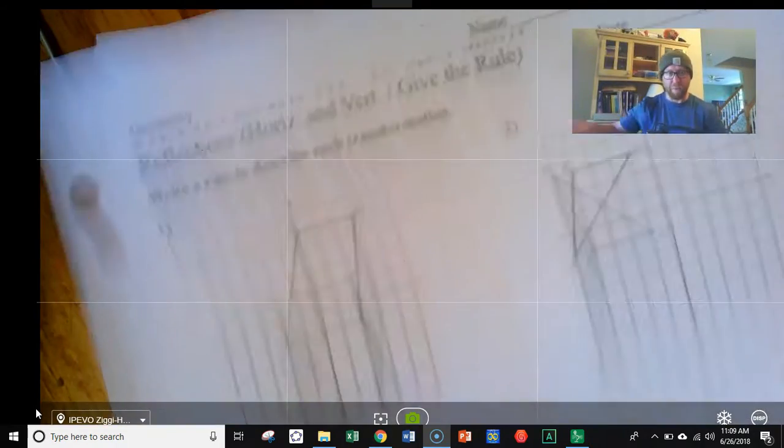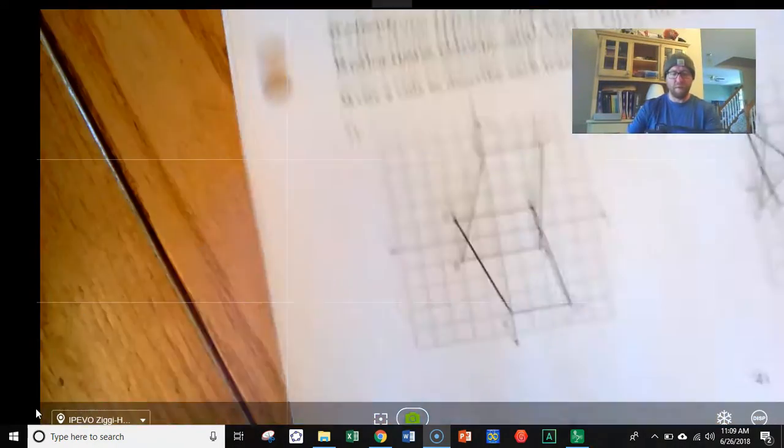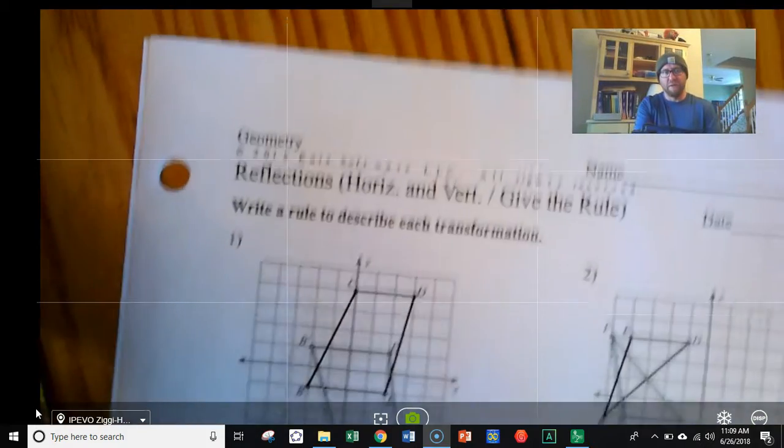put these over here. Okay, a little bit of an adjustment here. Writing across the crack in the table. It's terrible.